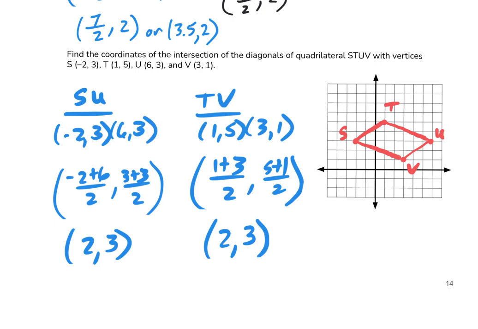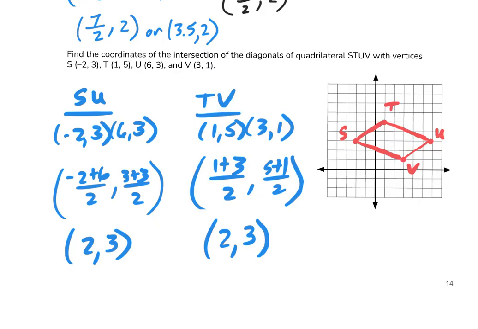Anybody get the intersection, midpoint? 2, 3, okay. So if you draw that picture up here, one of the reasons why it's good to draw the picture too is you can see the two diagonals. T and B go together, so that's why I put these two together. S and U go together.